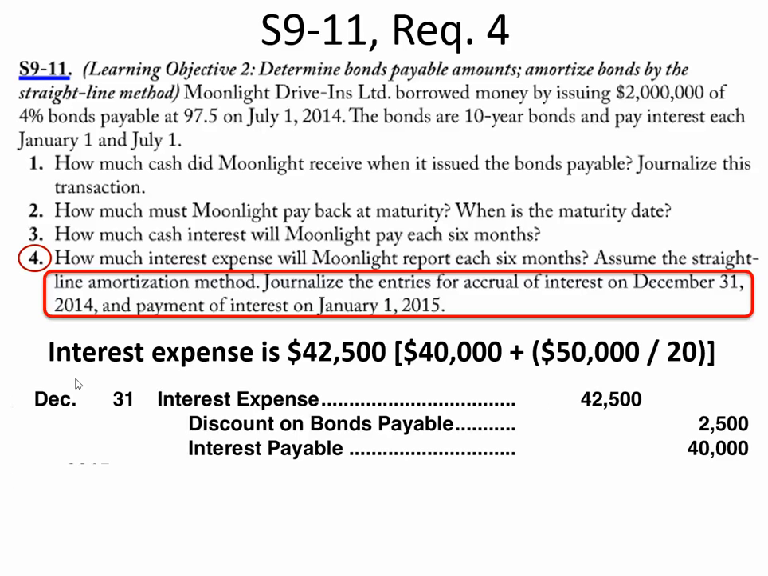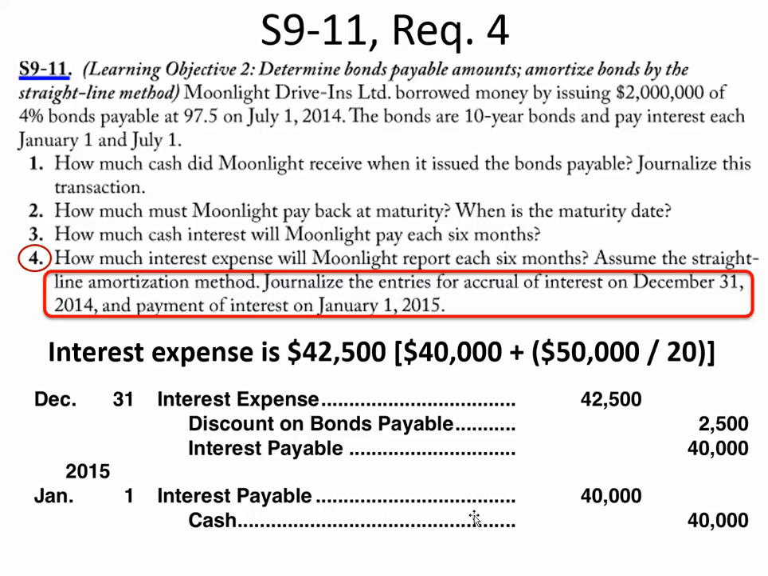And then the last part of the sentence says, write the journal entry for the payment of interest on January 1st. So this was December 31st. This is when we were accruing interest, recognizing interest expense. So January 1st, what we're going to do is we're actually going to pay the $40,000 cash. So we're going to debit interest payable because we no longer have that liability. We're going to credit cash because we're paying cash then. And that's it on this one.